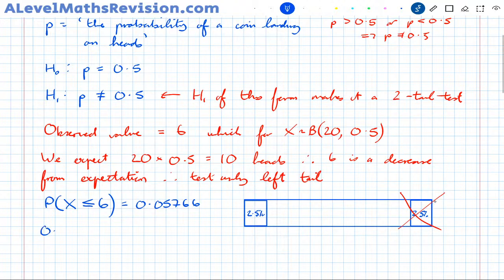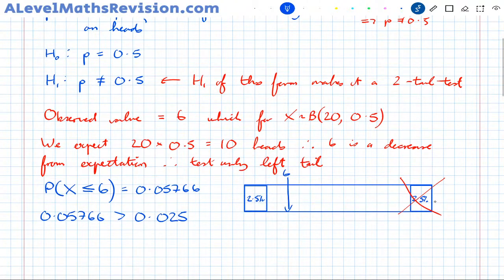So now, 0.05766 is bigger than our significance level on the left-hand tail, which is 0.025. So to the left of 6 lies 5.766% probability. So roughly 6 lies there with 5.766% of probability to the left of it, i.e. outside of our rejection region, or the critical region, as it's also known, as we're about to discover.